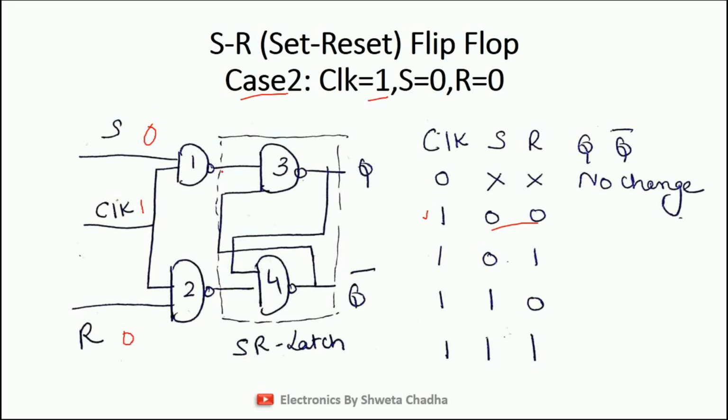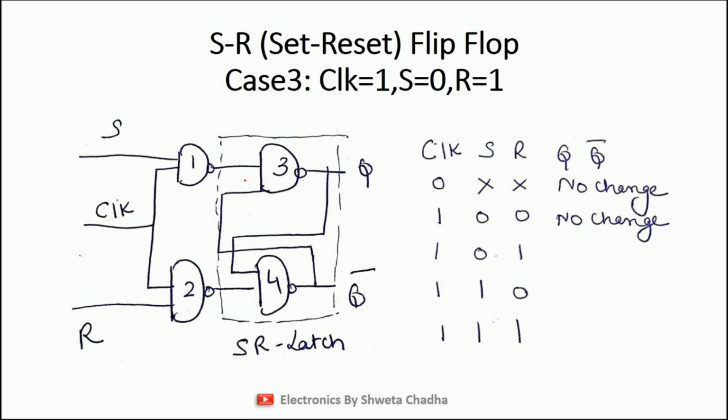Minimum 1 input 0, gate number 1, output 1. Minimum 1 input 0, gate number 2, output 1. So once again, when S is 1, R is 1 in an SR latch, the output is again known as no change condition. So students, the case number 2 condition also provided us the output of no change condition.